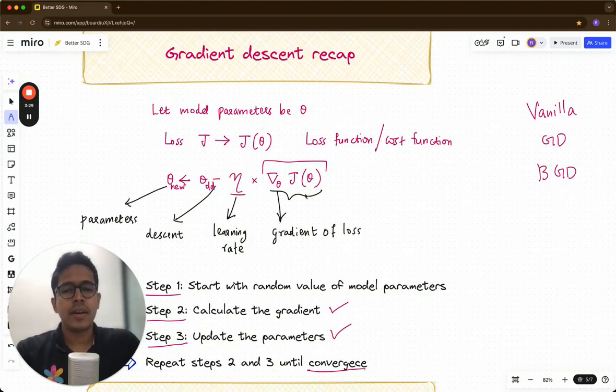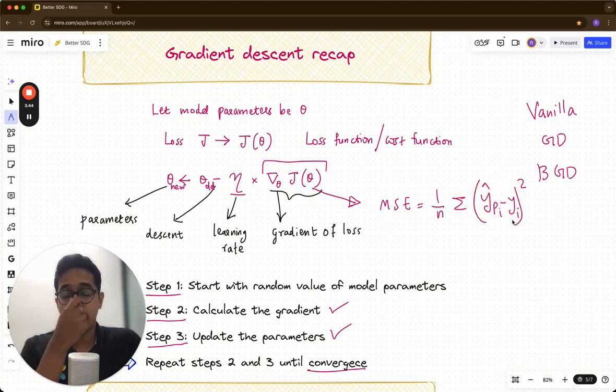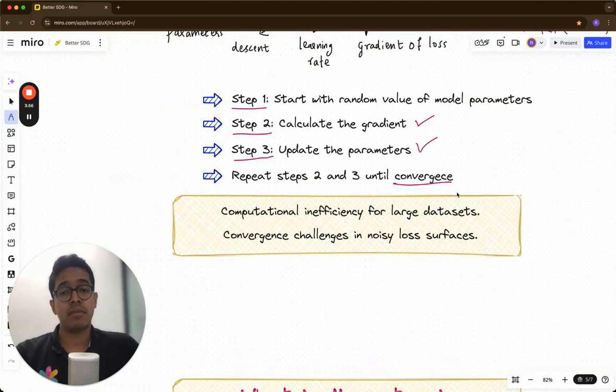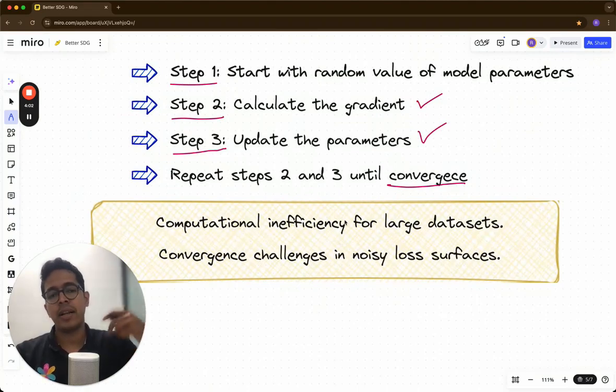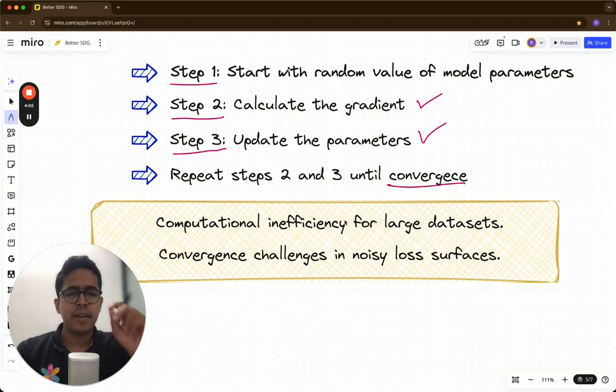If J, the loss function, is defined as mean squared error equal to 1 by n times the sum of (y predicted minus y actual for the ith value) squared, where i runs from 1 to n, it uses all the data points that are available. This is fine if n is small, but imagine n is 100 million data points. It's very computationally inefficient to calculate the error for every single data point and then calculate the gradient. So it's difficult to perform fast calculations, and convergence is also difficult on noisy loss surfaces.